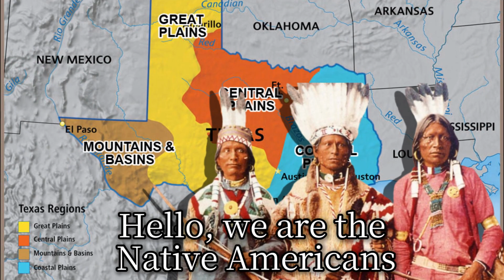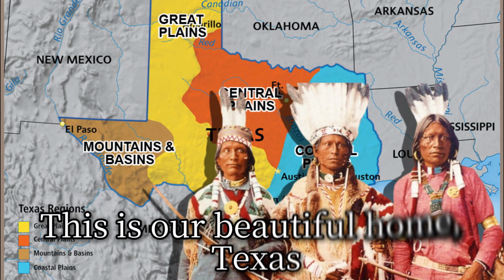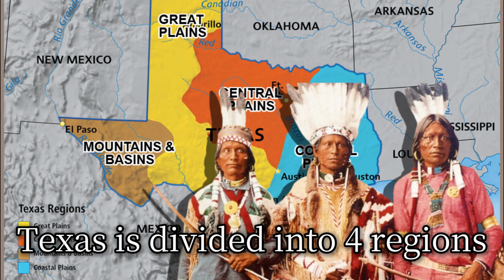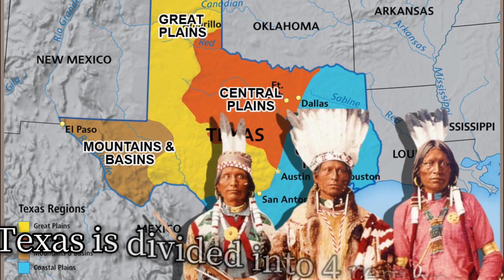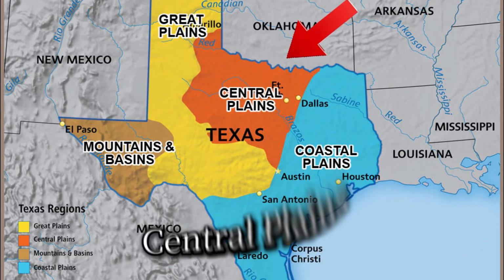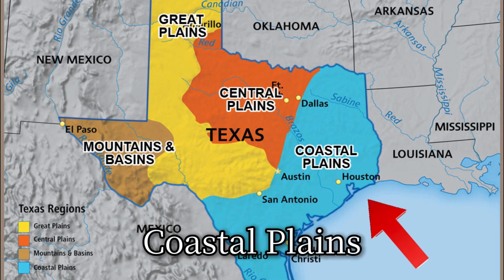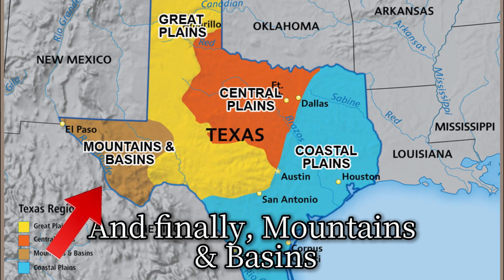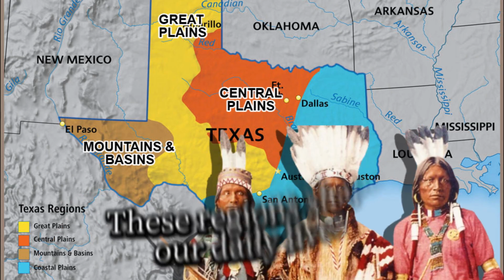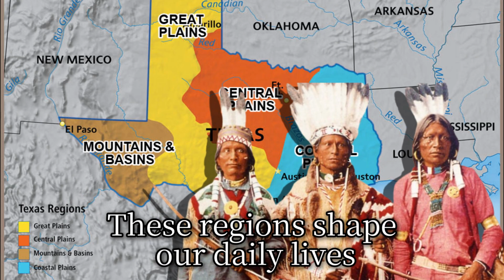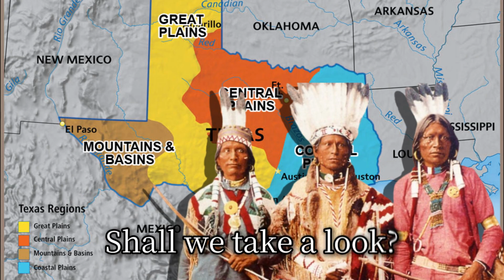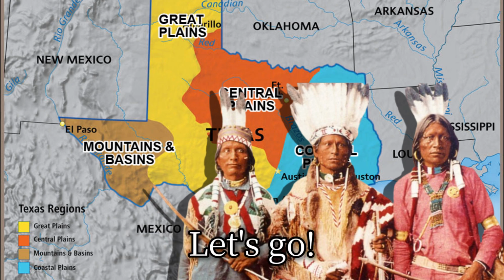Hello, we are the Native Americans. This is our beautiful home, Texas. Texas is divided into 4 regions: Great Plains, Central Plains, Coastal Plains, and finally mountains and basins. These regions shape our daily lives. Shall we take a look? Let's go.